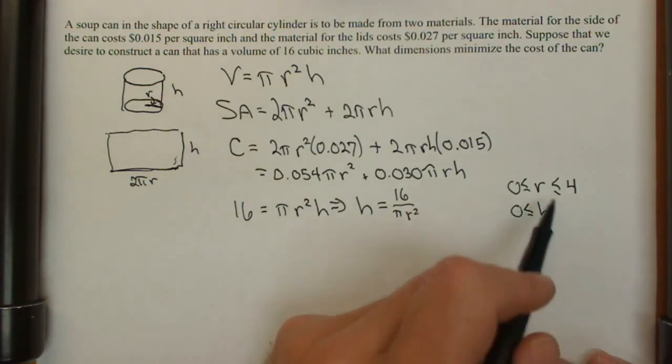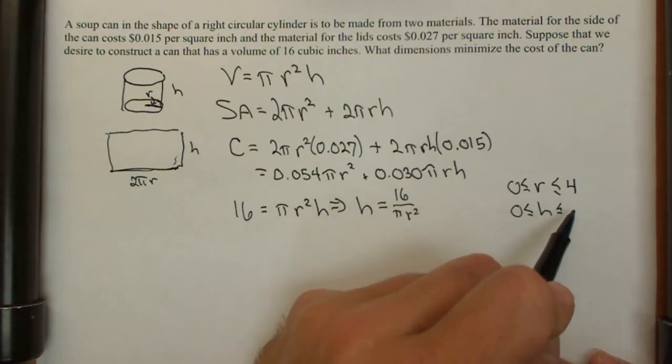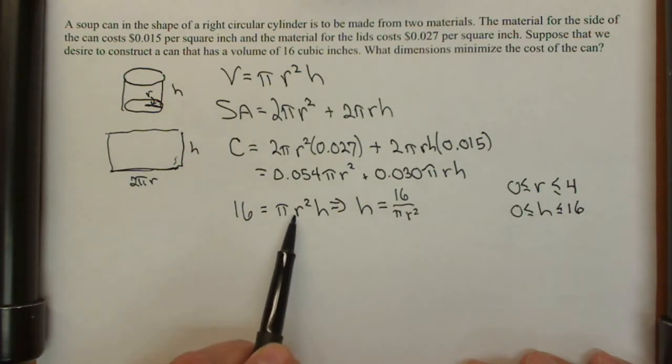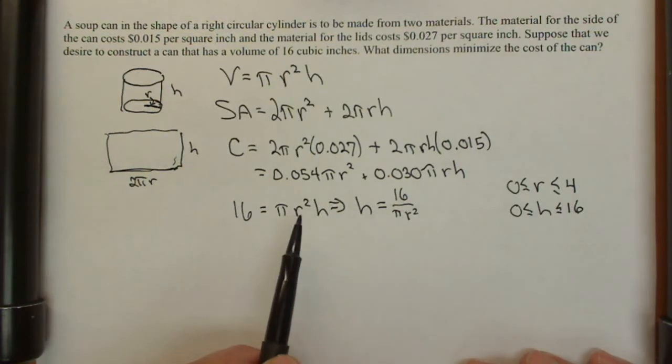Similarly, I might do the same thing for h and say, okay, well h, I'm not going to let it be any bigger than 16, because the same thing happens. If h is 16, then r is no bigger than the square root of 1 over pi inches, which again is the square root of 1/3.